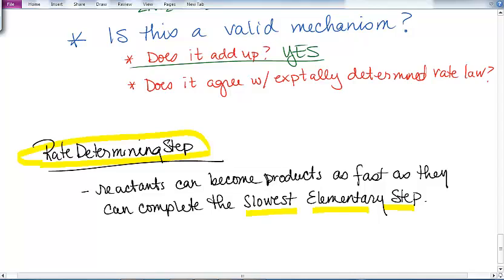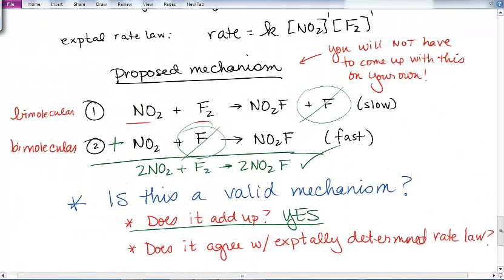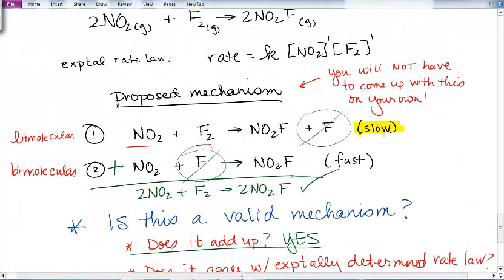So when we look at a mechanism, and I told you one reaction was fast and one reaction was slow, the rate of the reaction is not determined by the fast step, even though it's fast. It's actually determined, when we look at this, by the slow step. So this particular step is the rate determining step because it's the slow step.